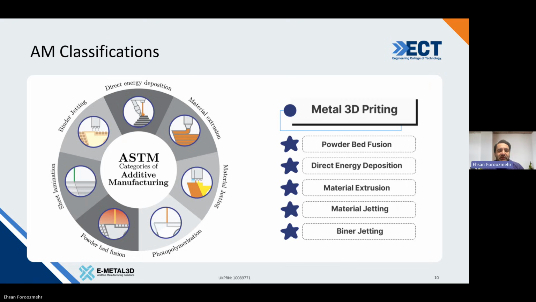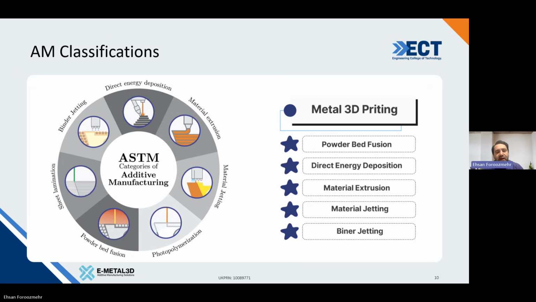AM classification is based on an ASTM standard that has been published. I guess the start of that was in 2009, and ASTM decided to divide all additive manufacturing technologies into 7 categories. Although there are a few recent technologies that cannot necessarily fit in one of these categories, and they probably need to add one more or some justification for those new ones. But almost all the other technologies that we know currently are among these 7 main categories.